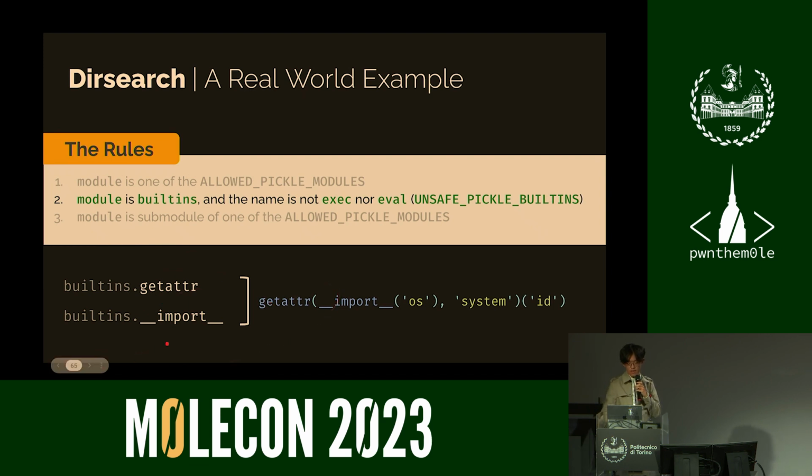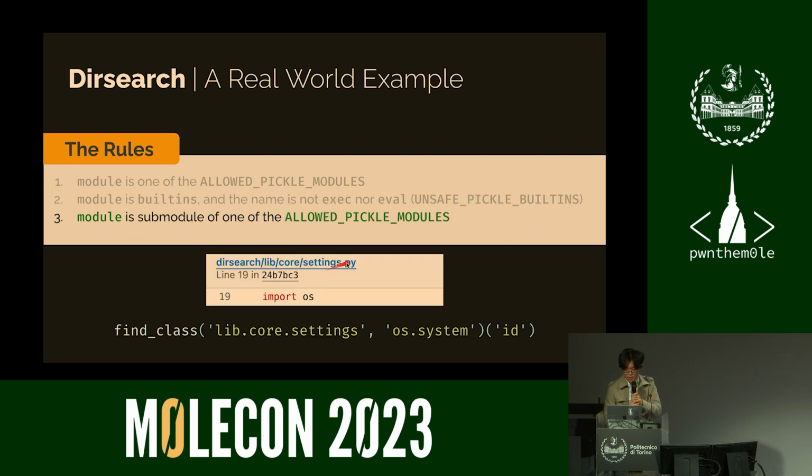So you can just do from builtins import, and you can use the import function to get an OS module and also get the system attribute on the OS module. Then you can run any shell command you want, like this.